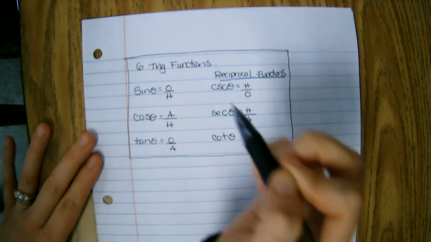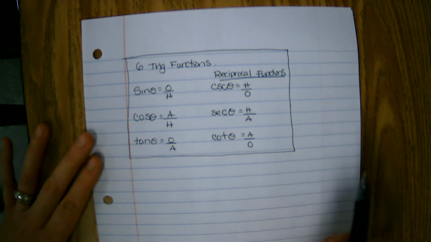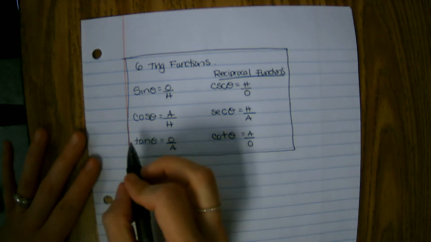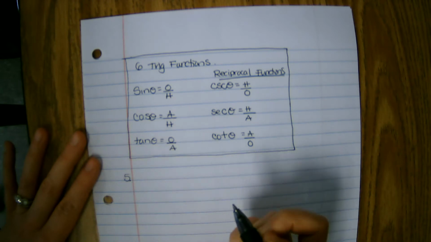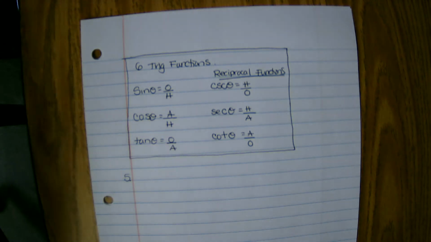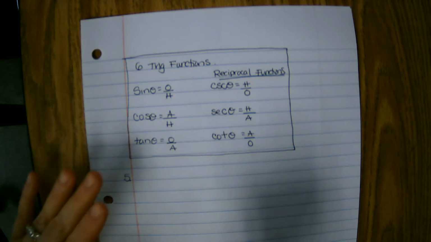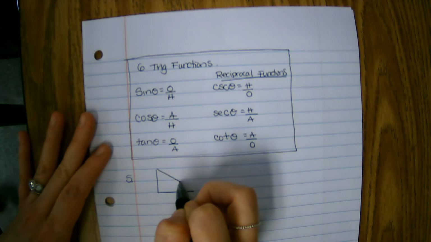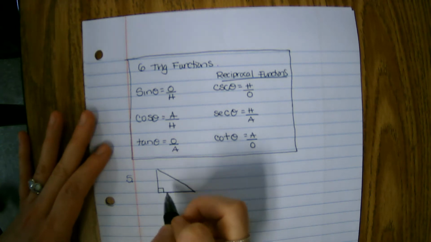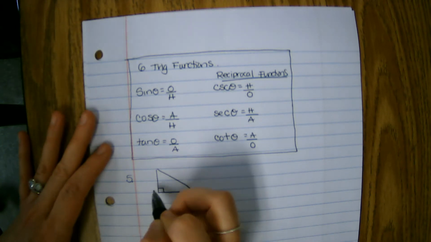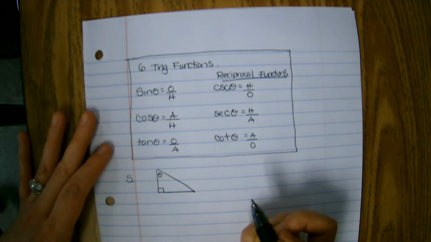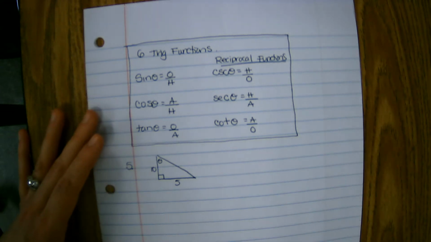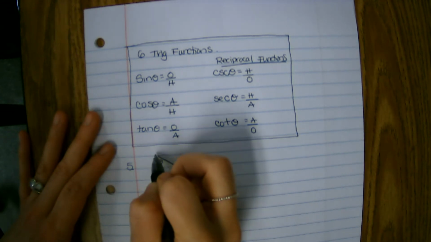So you need to know all 6 of these trig functions now. All right, we left off on 4, so this will be number 5. For number 5, I'm going to give you a right triangle, and we'll call this theta. This is 10 and 5. So first thing I want you to do for number 5 is find the missing side.